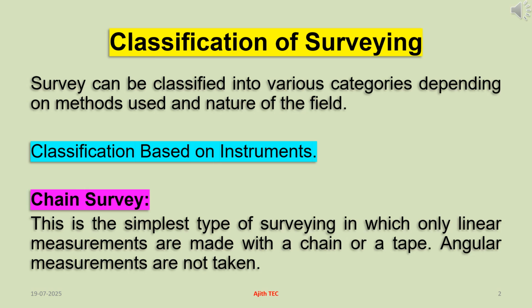Survey can be classified into various categories depending on methods used and nature of the field. Classification based on instruments. Chain surveying is the simplest form of surveying. The principle of chain surveying is triangulation. In this surveying method, we only measure linear measurements. Also, it is suitable for small areas. The areas are divided into triangles and the sides of the triangles are measured. Chain surveying uses instruments such as chains, arrows, pegs, ranging rods, etc.